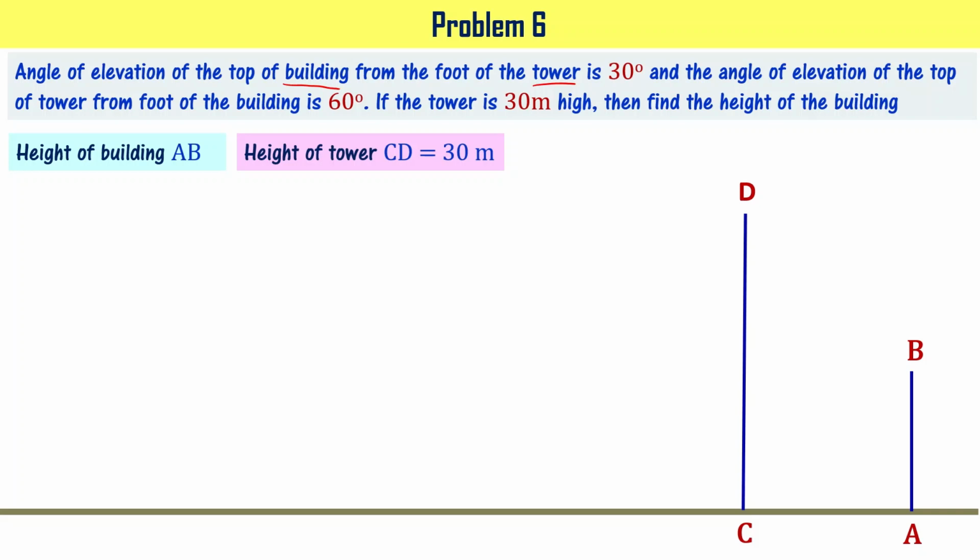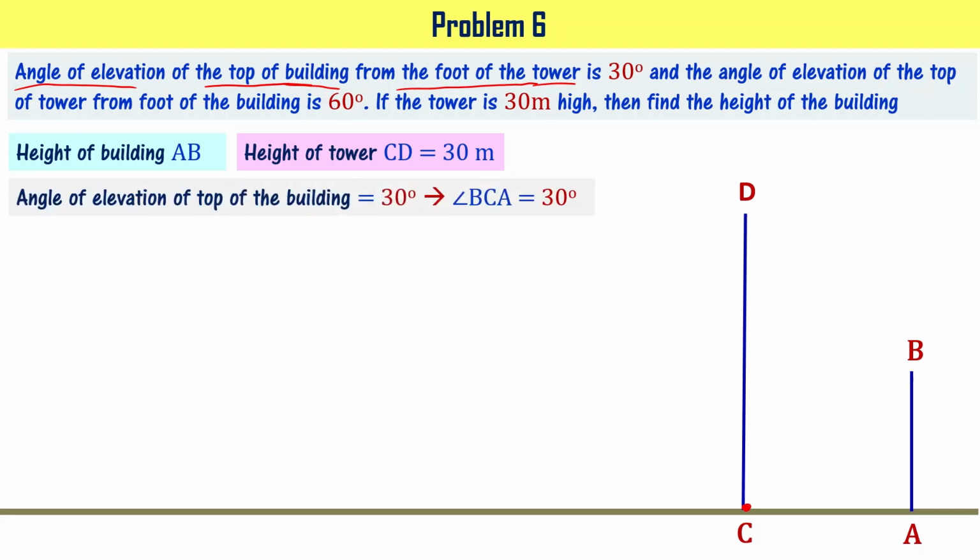Now this first statement says that angle of elevation of the top of the building from the foot of the tower is 30 degrees, meaning the foot of the tower is at the location C. Now if I draw a line connecting C and B, that makes an angle 30 degrees with line AC. This is called angle of elevation of top of the building, right? As you see here, angle BCA is 30 degrees.